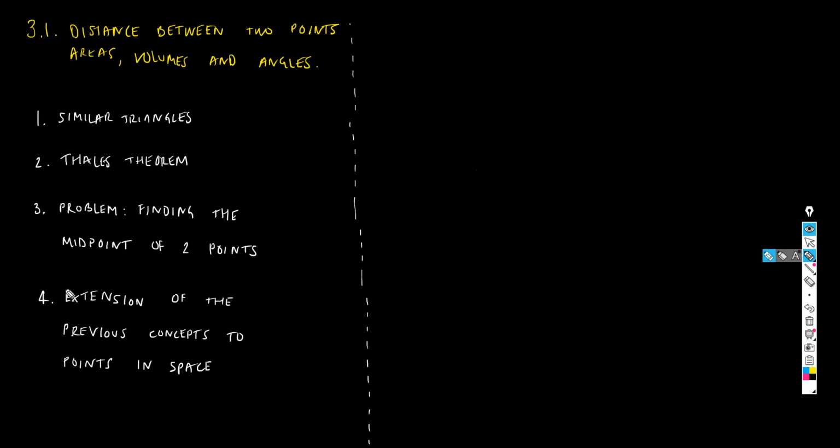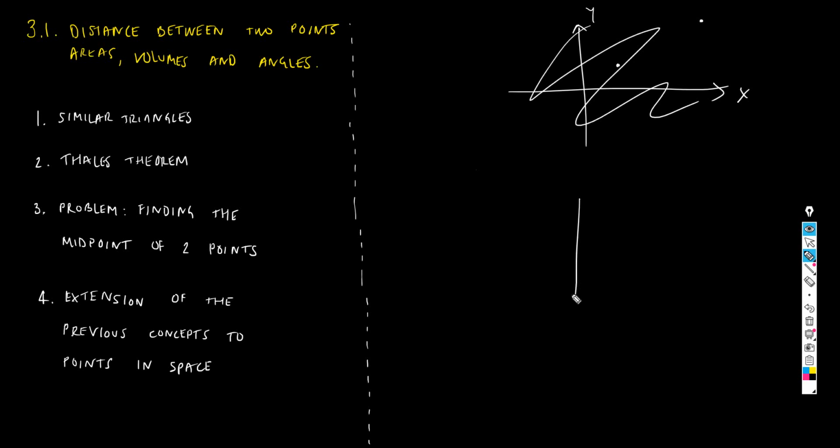And number 4, we're going to extend all our previous concepts and formulas for points in space, because if you notice, I have only made reference to points in the plane. Okay, for example, we have x and y. This is what we call the Cartesian plane or the Cartesian system in 2 dimensions only, and we have played with points on the plane. Okay, this is a plane, but we can also do that for points in space.